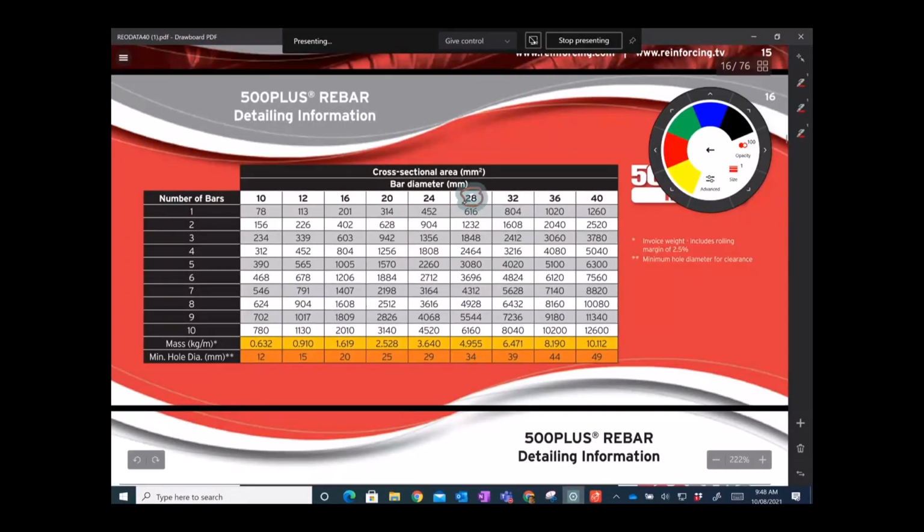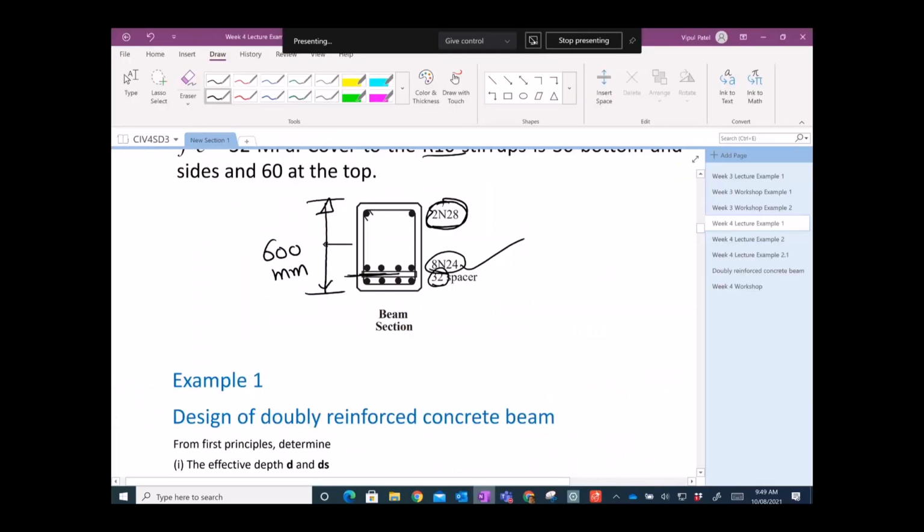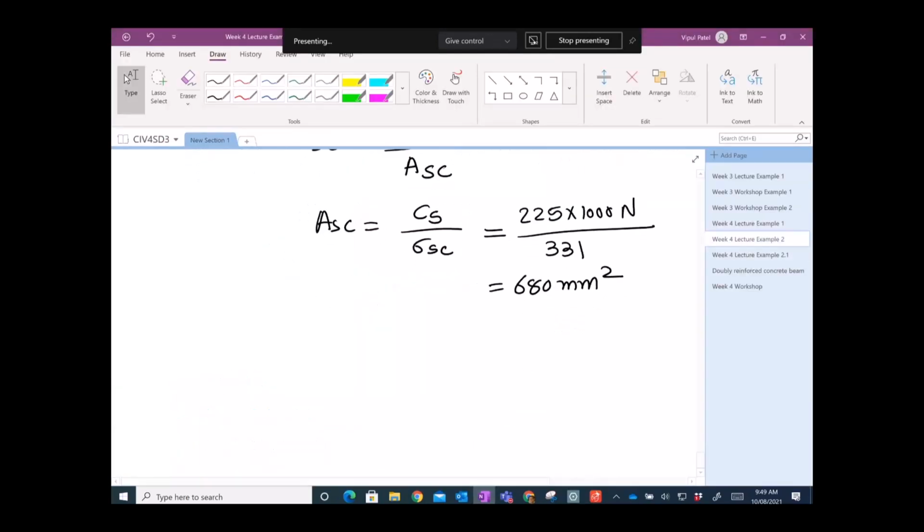So N28 bars, and we could put these 1, 2, 3, 2 with the 2 bars. That is 1232. By the way, this looks like too much to me, because we have the assumption of N28 bars. Okay, how many N28 bars? We could put 2 N28 bars. There is no issue.